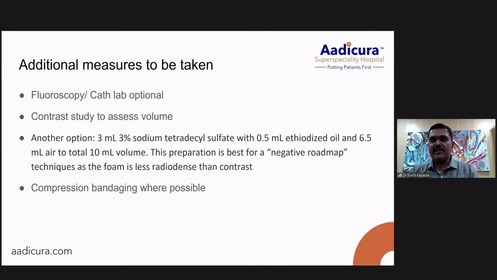Additional measures which we can take: the use of fluoroscopy or cath lab is an adjunctive thing. Some operators do use a contrast study to assess the volume. While giving sclerosant under a cath lab, what we can do to make it radio opaque is the use of STS with lipiodol. And this gives a very good contrast, and it's best used with a negative roadmap technique. And once sclerotherapy is done, if compression bandaging is possible, we should use it wherever possible.